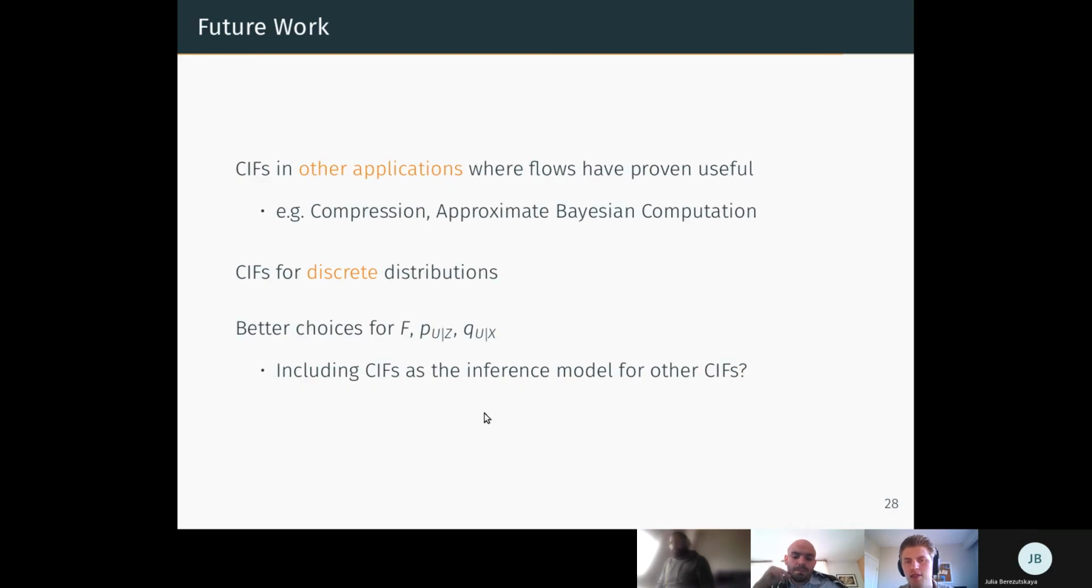So what are the next steps? We can use CIFs in other applications where flows have been useful, so compression or ABC. We could also think about CIFs for discrete distributions. You might not get some of the topological benefits, but there are flows for discrete distributions, so maybe there's some work that can be done there. And maybe we can improve our choices of the model for F, P, and Q. You can even think about using CIFs as the inference model and other CIFs. You can maybe gain some sort of new compositionality in that regard, but I haven't really looked into that deeply.